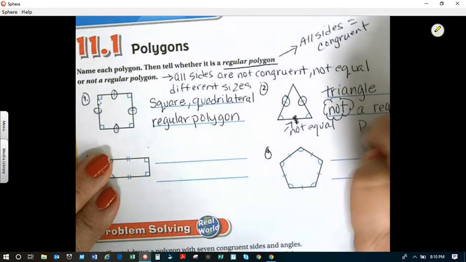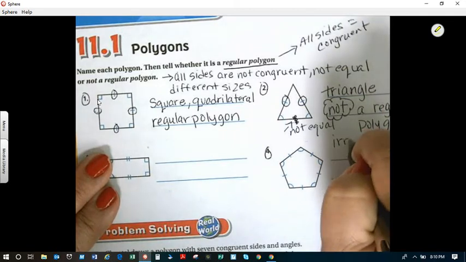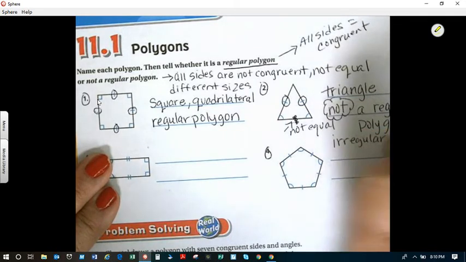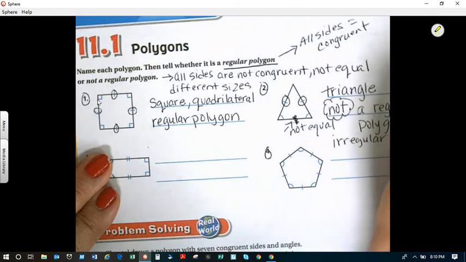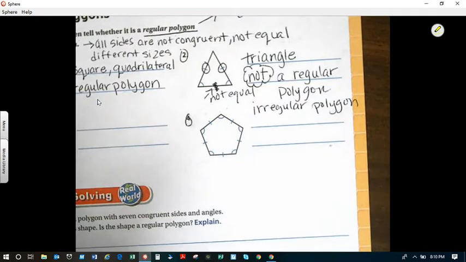We talked about that today. So I'm going to put irregular polygon. So whichever one you want to write. There you go. Whichever one you want to write, it's fine.